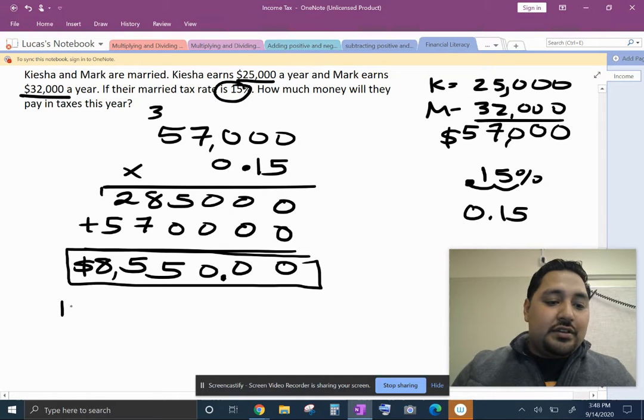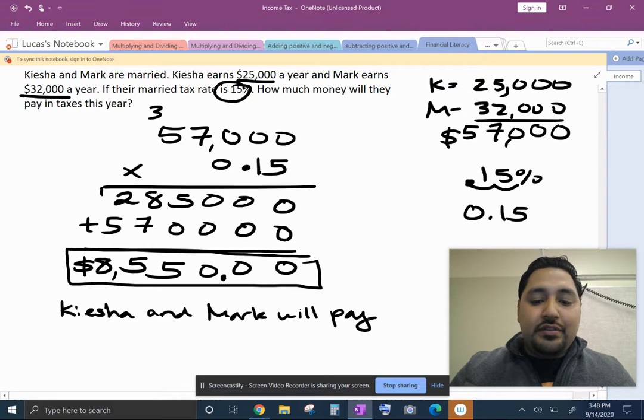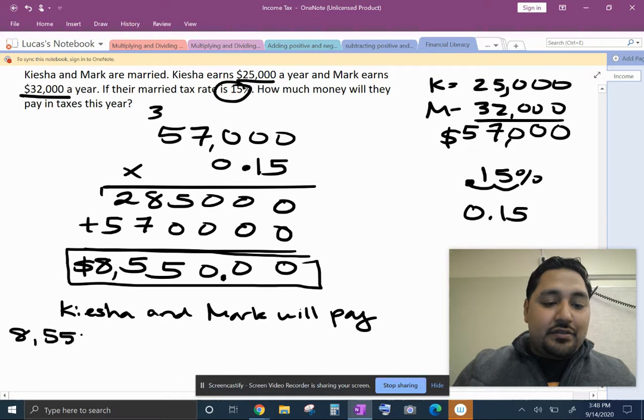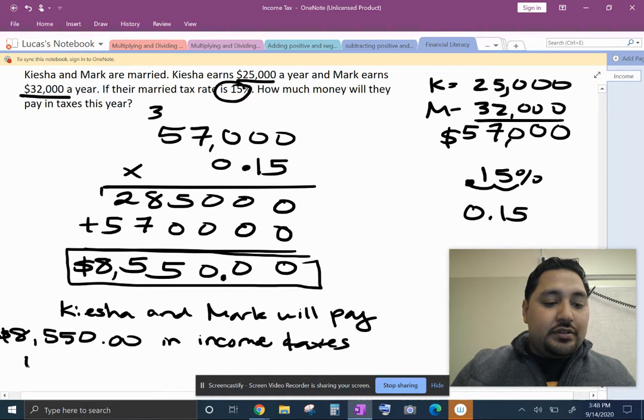So the sentence is Keisha and Mark will pay $8,550. Let me put my dollar sign in income taxes this year.